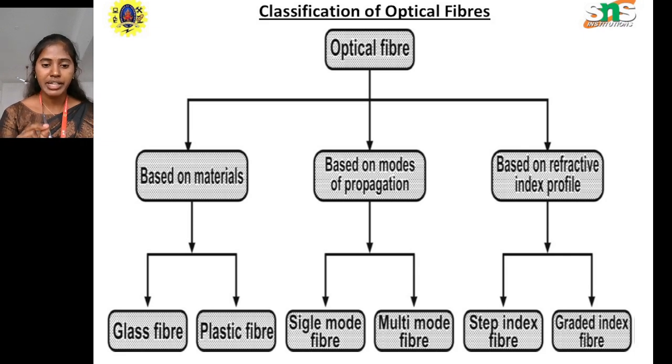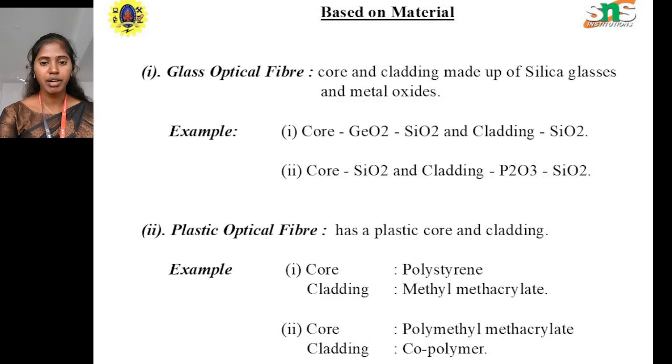Based on materials, optical fiber can be classified into two different types: glass fiber and plastic fiber. Based on mode of propagation, it is classified into two different types: single mode fiber and multi-mode fiber. Based on refractive index, it is again classified into two different types: the step index fiber and the graded index fiber. So it has six types of optical fiber. First of all, based on material.